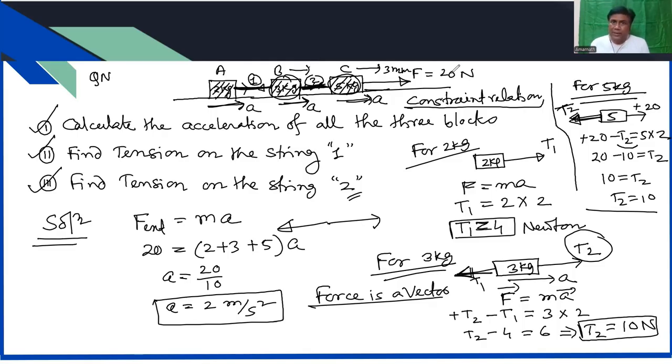Are you getting it or not? Yes, sir. It means their displacement for all the objects must be the same. Now you see, displacement by time is called velocity. So it means the velocity of all the objects must be the same because they are connected by a thread.